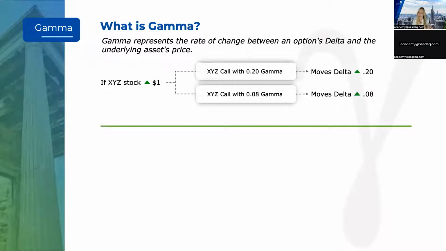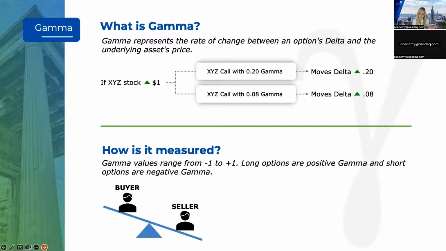Just the definition, which I already gave you: it represents the rate of change between an option's delta and the underlying asset's price. So if the underlying security moves up by 1 and has a 0.2 gamma, that means delta moves up by 0.2, or 0.08, delta moves up by 0.08. So it's just the new value of delta. We don't need to know the changes of it. Gamma is also on a scale from -1 to +1.